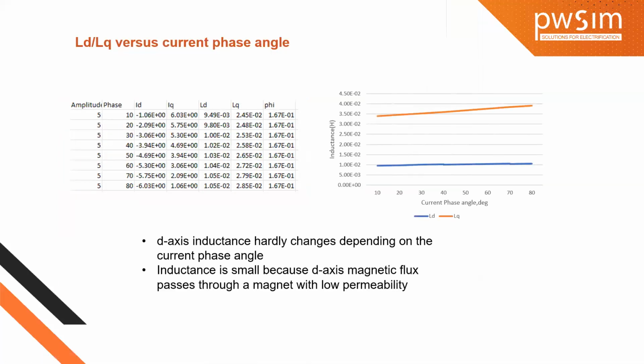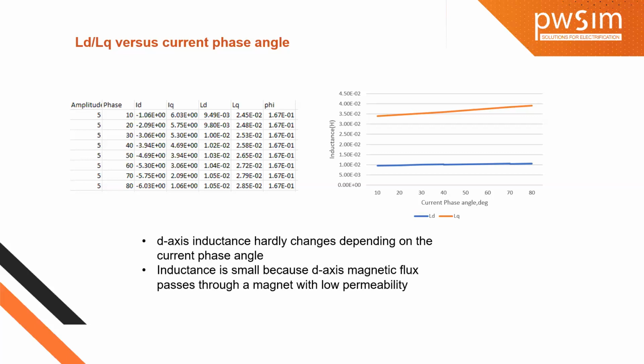This is how I drew the inductance versus current phase. Here you can observe the d-axis inductance is smaller, because the magnetic flux penetrates through the lower permeability of the magnet. Whenever the magnet's flux passes through the lower permeability, we get lower values in the d-axis, and it is less affected by the magnetic saturation. Why? Because of the large magnet resistance. In the d-axis we have large magnet resistance because of the low permeability.